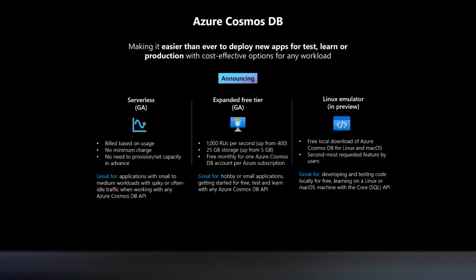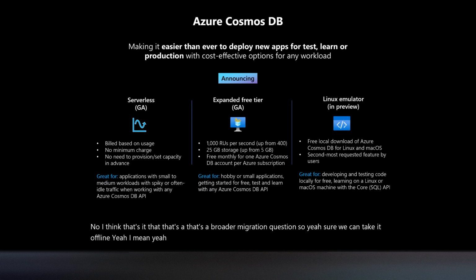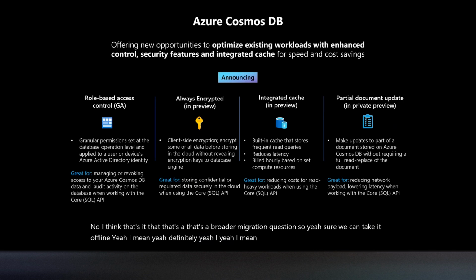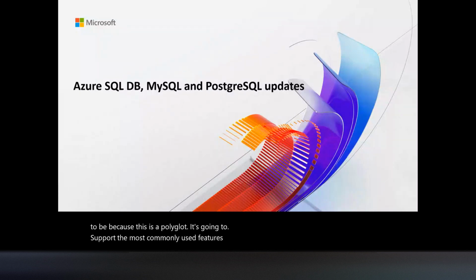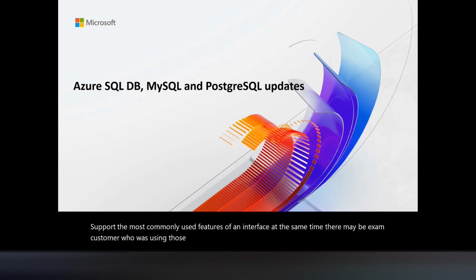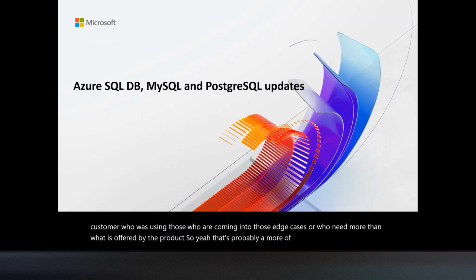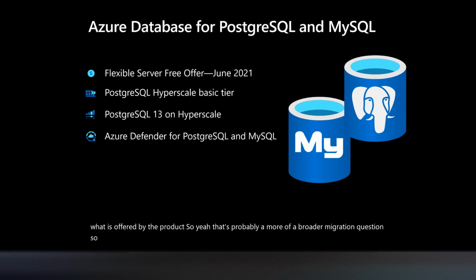Yeah, I think that's a broader migration question. So yeah, sure, we can take it offline. Thank you, Naveen. Definitely, I agree. Because this is polyglot, it's going to support the most commonly used features of an interface. At the same time, there may be some customers who come in with edge cases, or who need more than what is offered by the product. So that's probably more of a broader migration question. Let's talk about it offline. Thank you.